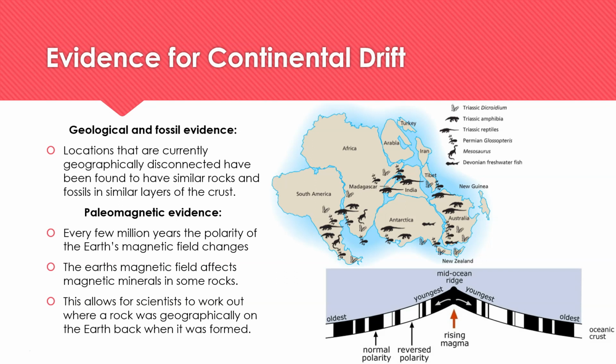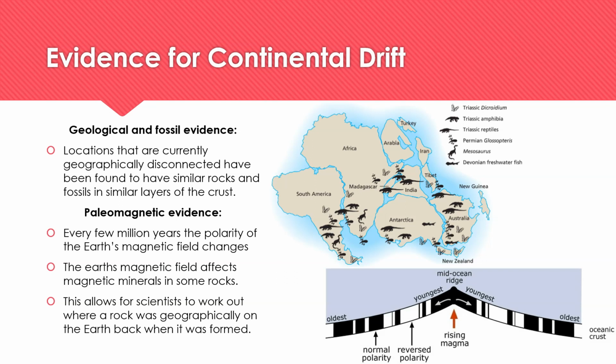And so by looking at the direction these magnetic components within the rock are aligned, you can work out which way the Earth's magnetic field was and work out when it changed and when it flipped back and forth. And so you can also get an idea of where that rock likely was, based on the direction things are pointing back when it was being formed.